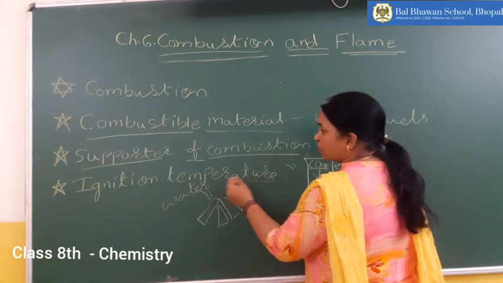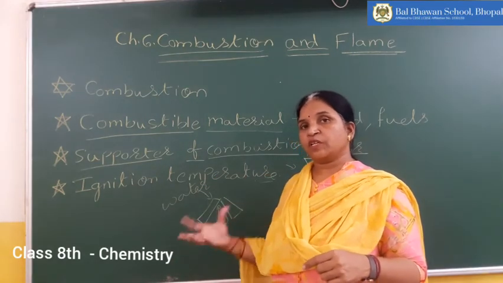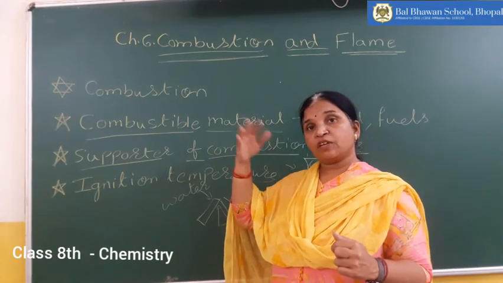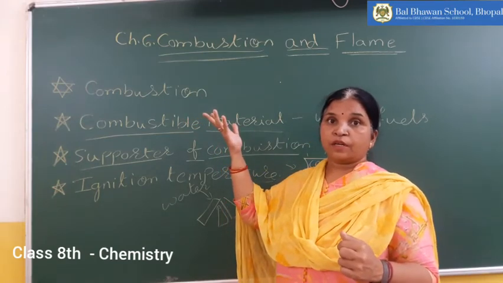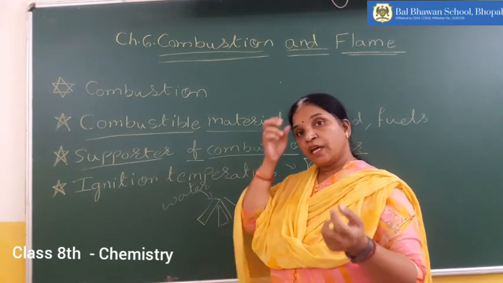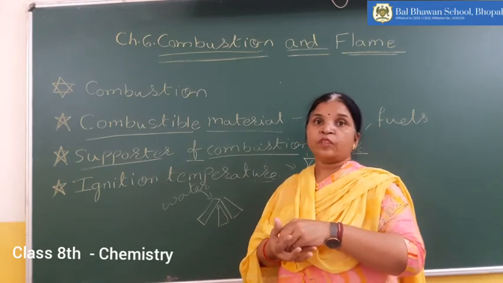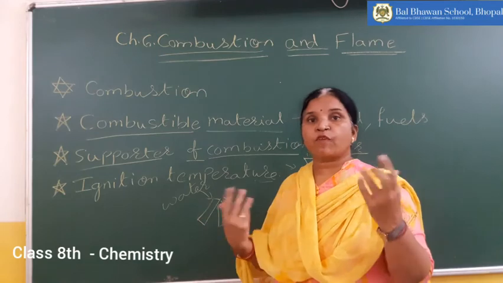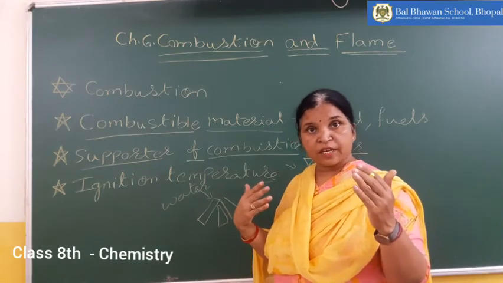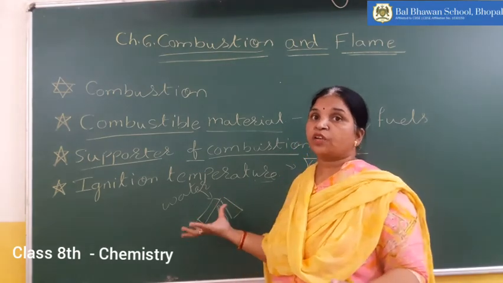Ignition temperature varies from substance to substance. A few substances have very low ignition temperature, a few have very high ignition temperature. That means the one which has high ignition temperature will take more time. Clear? And the one which has very low ignition temperature will start burning at room temperature. In the previous chapter, we studied about phosphorus. Phosphorus is stored in water. The moment you take it out from water, it catches fire. Why? Because its ignition temperature is around 35 degrees Celsius. That means very low ignition temperature, and that is why without any external support, it will catch fire.